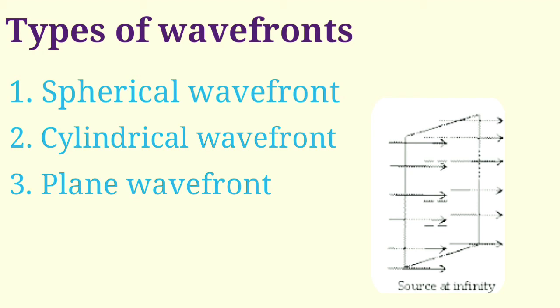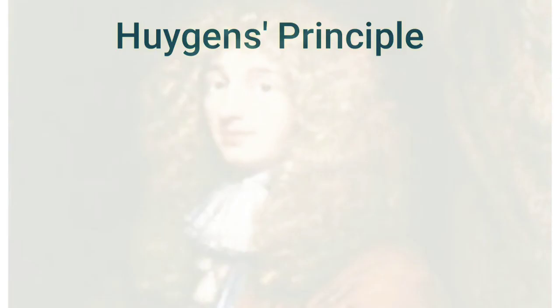Now the third one is plane wavefront. This wavefront is formed when the source of light is far, let us say at infinity, like light from the sun or moon, etc. All these particles which are vibrating in the same phase are joined, then we get a plane. So this is the wavefront which is generated by the source of light which is at infinity.